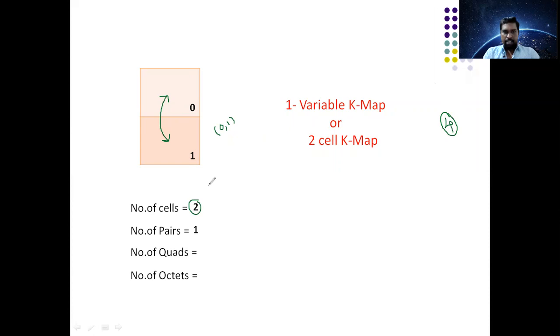Okay. In this K-map, one variable K-map or 2 cell K-map, the number of quads will be 0. Why? Because we are having only 2 cells, but for a quad, we need 4 cells. So no possibility of occurring quads. If quad is not there, obviously octet will also not be there. So octets will also be 0. Okay. This is the information regarding one variable K-map or 2 cell K-map.